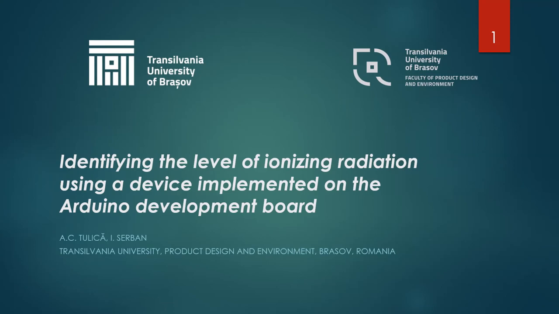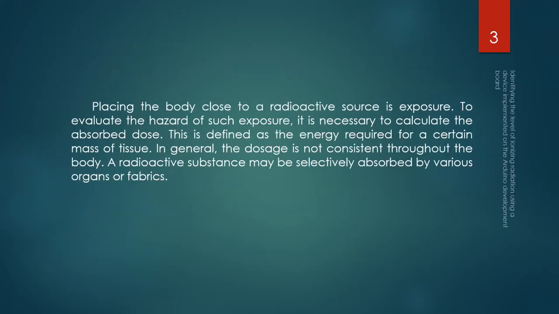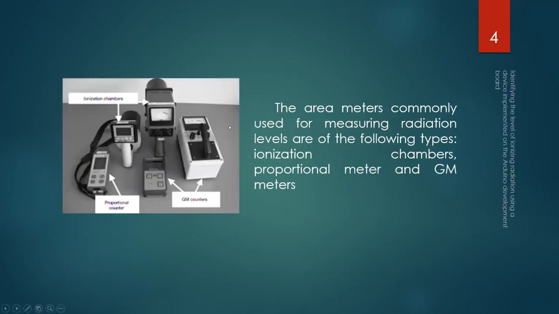Generally, radiological dosimetry refers to methods to quantify the energy stored in a given environment by direct or indirect ionizing radiation. There are a lot of devices measuring this radiation, and they are of different types, like ionization chambers, proportional meters, and GM meters. They mentioned these three categories of devices used.